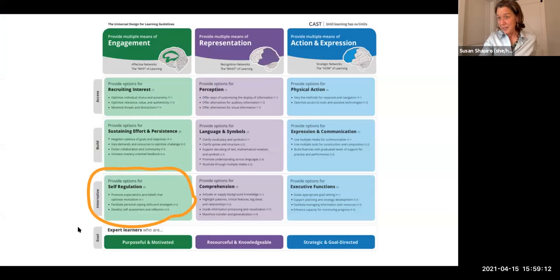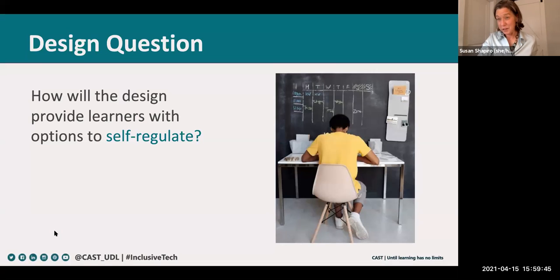And then finally, self-regulation. We know that if we're thinking about providing multiple ways for learners to engage, we've got to pay attention to that self-regulation capacity and opportunity for learners in that learning design. So this guideline says provide options for that in the lesson, not as like crisis management, but proactively. If you decide that you need to, grab a scrunchy ball or take a break or talk to a friend, then there are options for you for self-regulation during this lesson. And here's that design question. How will the design provide learners with options to self-regulate?